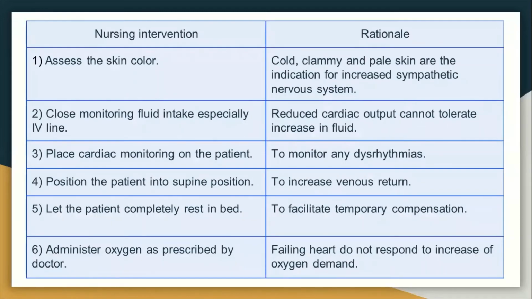The interventions that can be done on the patient: assess the skin color, as cold, clammy, and pale skin are indications of increased sympathetic nervous system activity. Next is to closely monitor fluid intake, especially the IV line, as reduced cardiac output cannot tolerate an increase in fluid. Then, place cardiac monitoring on the patient to monitor any dysrhythmias.